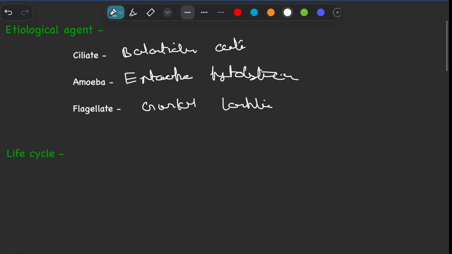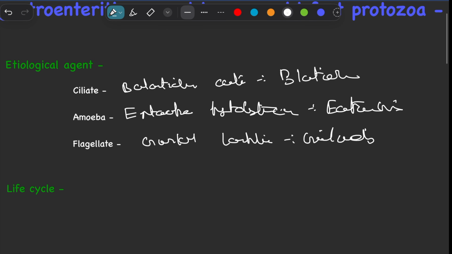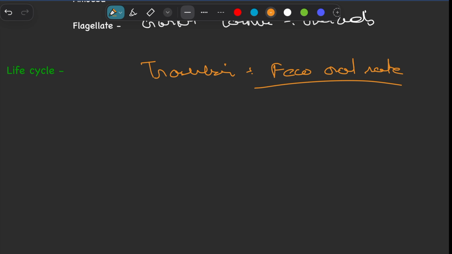The individual diseases which they cause: Balantidium causes balantidiasis, Entamoeba causes entamoebiosis, and Giardia causes giardiasis. These are all basically gastroenteritis in some form or another. We will discuss them when we study the individual protozoa. The life cycle of all three is the same, which is why we will discuss them together. The transmission is also the same, which is fecal-oral route. You need to remember this.